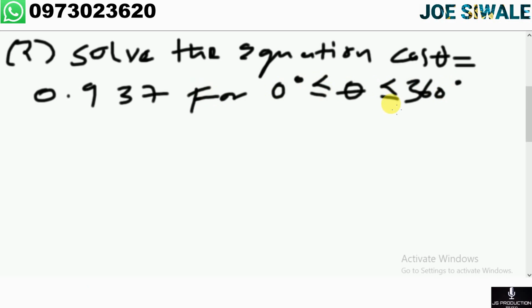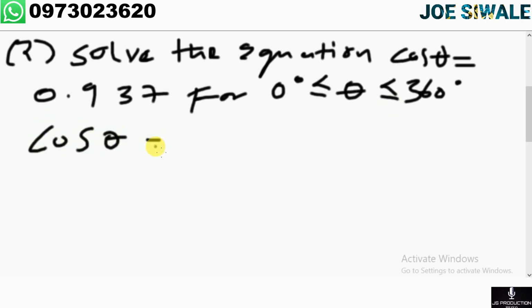So the second question reads, solve the equation cos theta is equal to 0.9374, where theta is greater than or equal to 0 degrees but less than or equal to 360 degrees. So the range given is from 0 degrees to 360 degrees, and I know that cosine is positive in the first quadrant and in the fourth quadrant. In the first quadrant, the angles go up to 90 degrees, and in the fourth quadrant, the angles go up to 360 degrees. So let us find the values of theta.